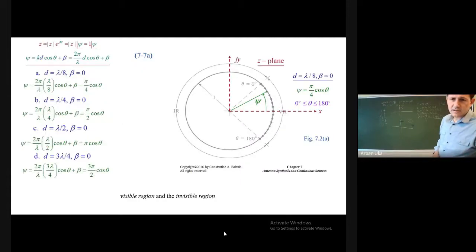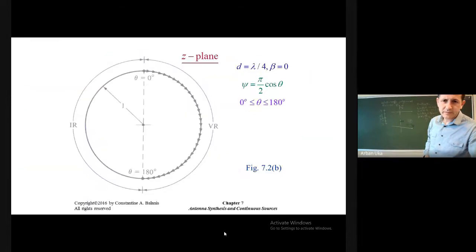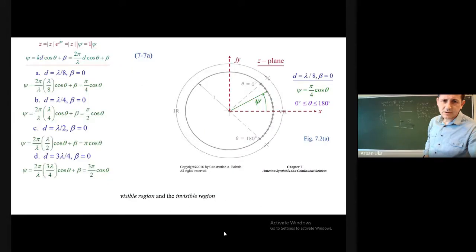Now, here we have the z-plane. What the z-plane stands for is that we define the visible region, which is the region where we can obtain the zeros. This is how we can define it. For example, let's see here, for this specific domain.